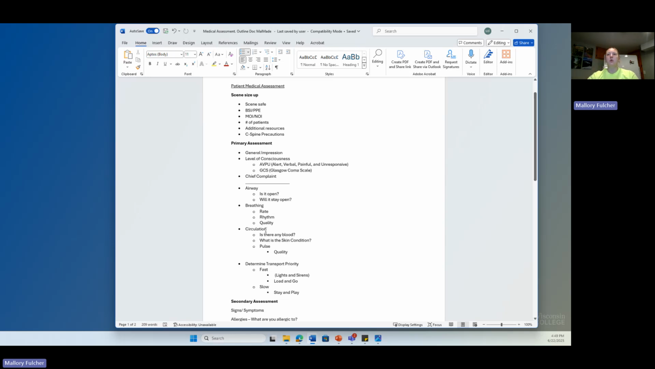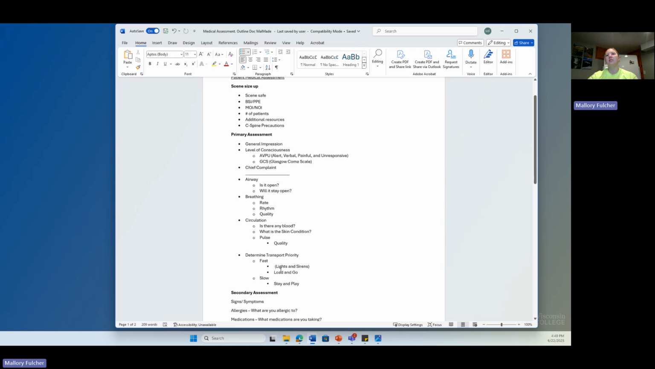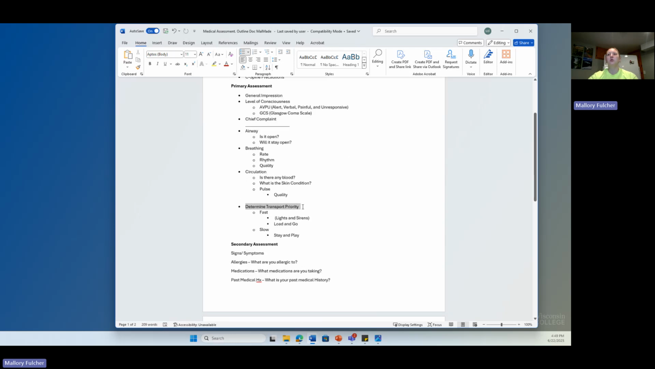Airway, breathing, circulation, we always want to make sure that we're going back over and reassessing that, and then determine transport. This will change a little bit depending on whether or not you're working for a transporting service. I saw when you guys were introducing yourself on Schoology, I did see that quite a few of you are planning on working for services that do in fact transport.